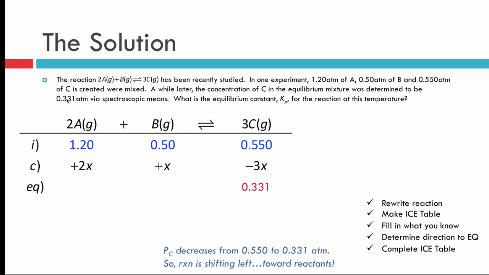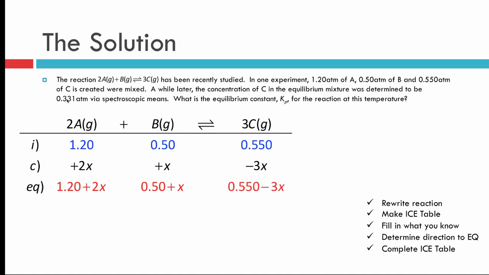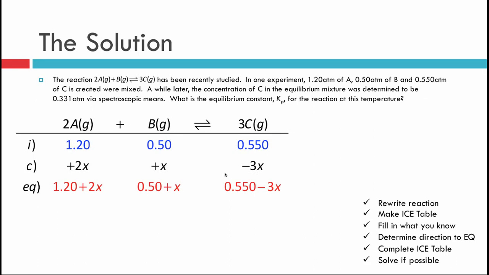So we would be making our A and B, 2x, 1x, and we'd be using the C, minus 3x. That means we can now finish our equilibrium row by adding the column that it's in. So 1.2 plus 2x, 0.5 plus x, and 0.550 minus 3x. Fantastic. Well, now it seems like we may be finished completely except for one other clue, and that is we know the result of this algebraic equation. We know that this particular algebraic equation is equal to 0.331 atmospheres. We were told that. So we can rearrange that and find that x is equal to 0.073 atmospheres.